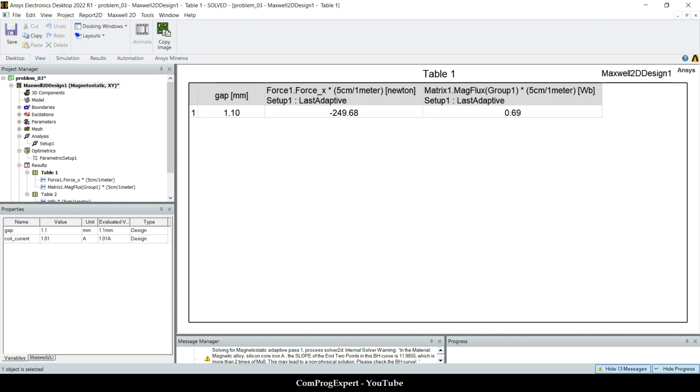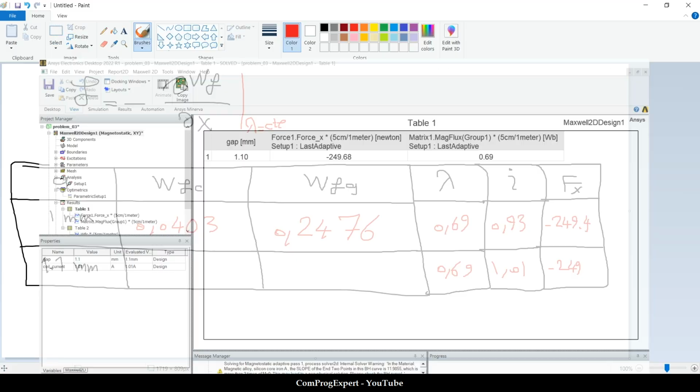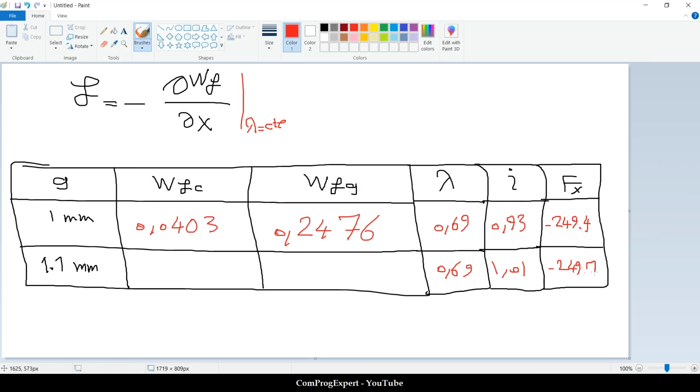What is the value of the force? The value of the force is close to the previous one, minus 249.7, close to the previous one.